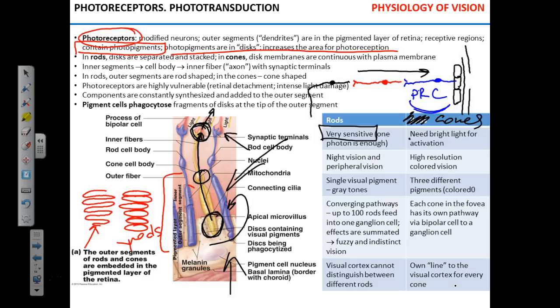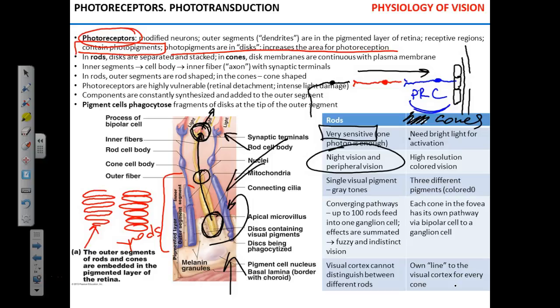So essentially, rods are necessary for night vision and peripheral vision. Night vision is, I think, kind of obvious, right? Because at night, the light is dim. And for peripheral vision, the amount of light that enters from the periphery is just low.